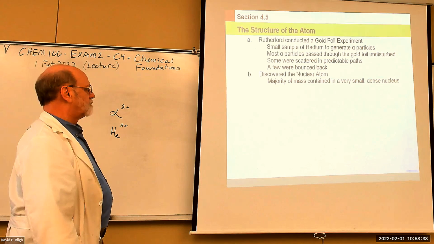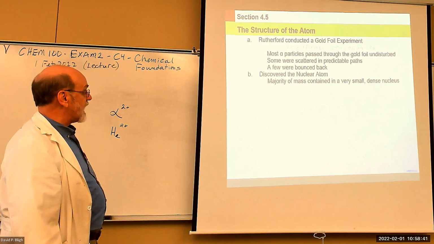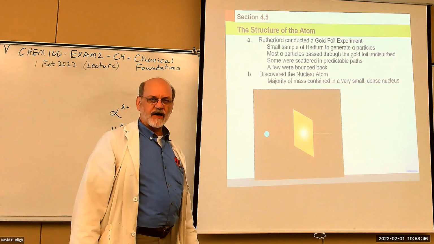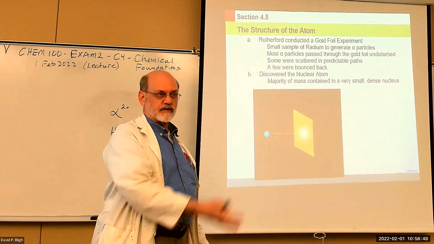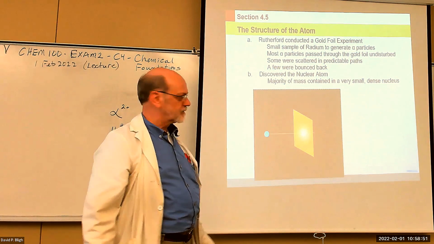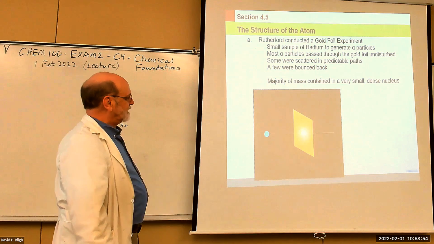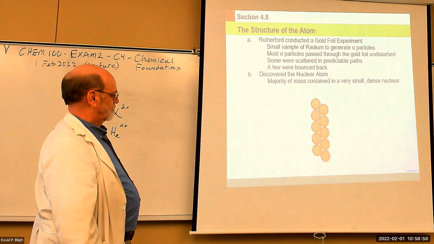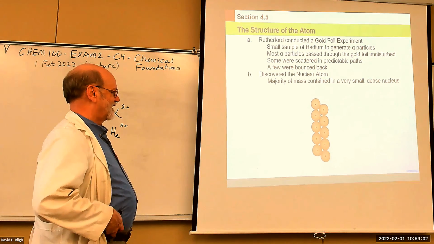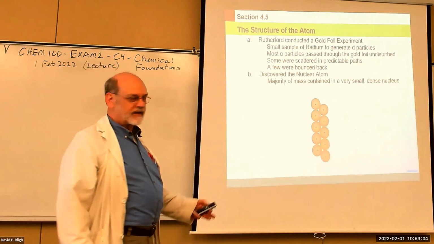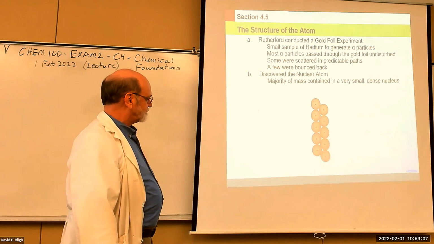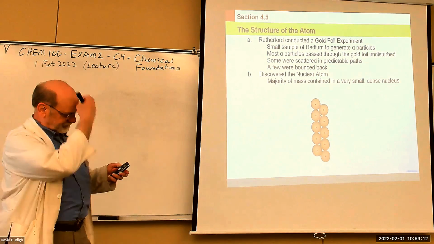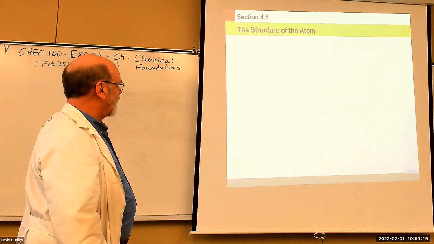Okay. So the majority of the mass of the atom is now known to be in the nucleus. Positively charged nucleus, and the electrons are in this cloud or region outside the nucleus. So if it struck the nucleus, it would bounce off. Okay, enough of that.